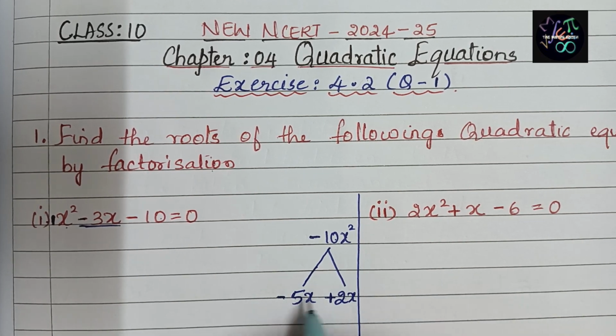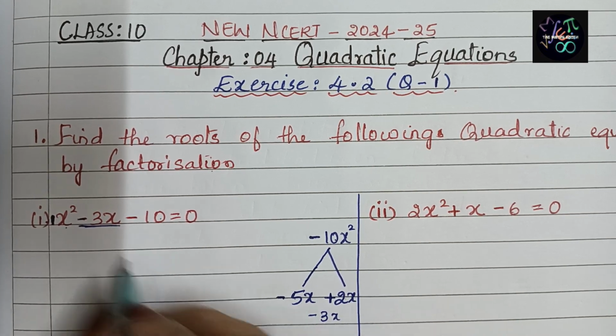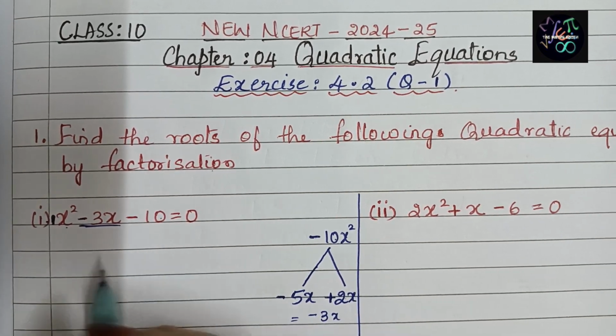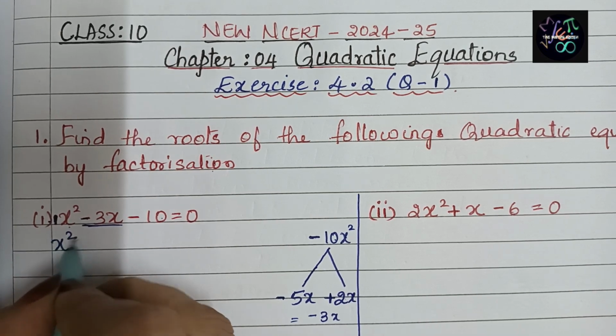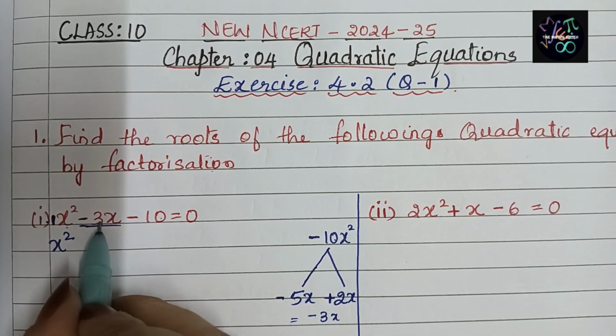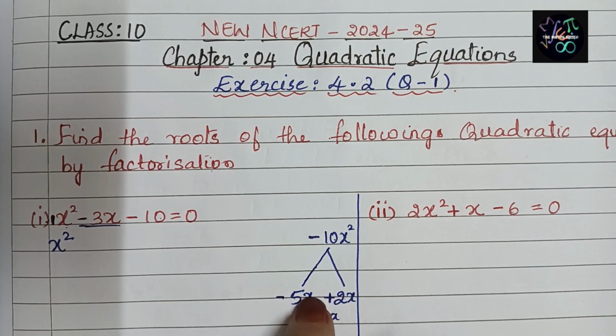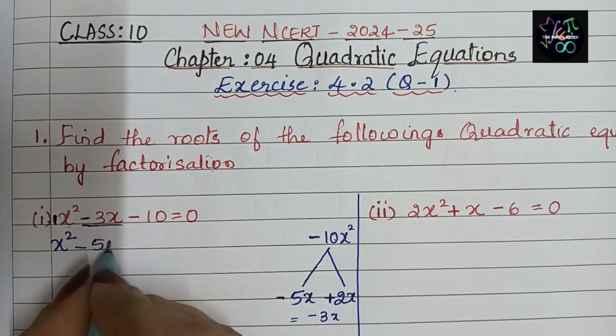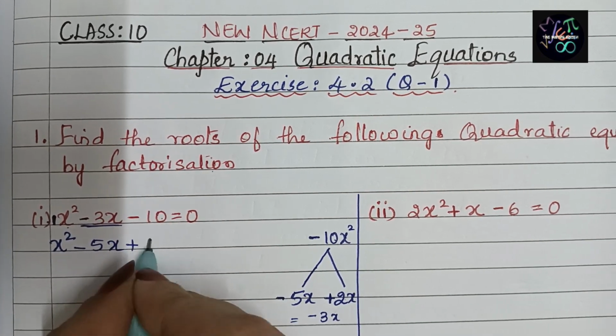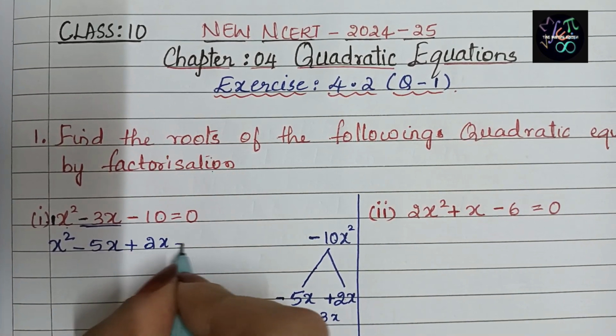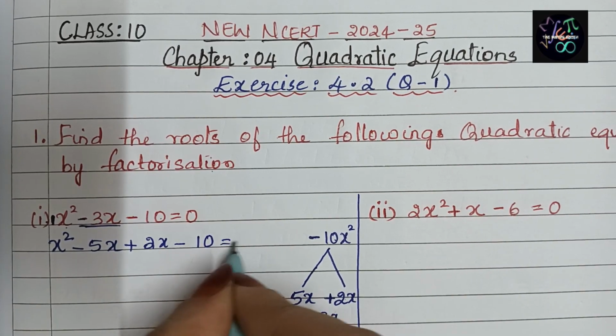Okay. Let us write now. If we solve this, we get minus 3x, right? That is the middle number. x square as it is, the first number as it is, we should write. In place of minus 3x, what we have to write? These two numbers: minus 5x plus 2x. This minus as it is, 10 as it is, equal to 0.